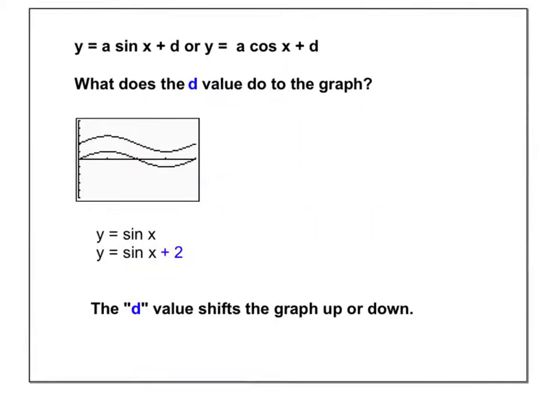And just like in transformations, if you have a number after the function, which would in this case be our d value, that is just going to shift the graph up or down based on if it's positive or negative. In this case, it would shift it up 2, which means I took the original sine of x and I just moved it up 2 units. So this is sine of x plus 2.